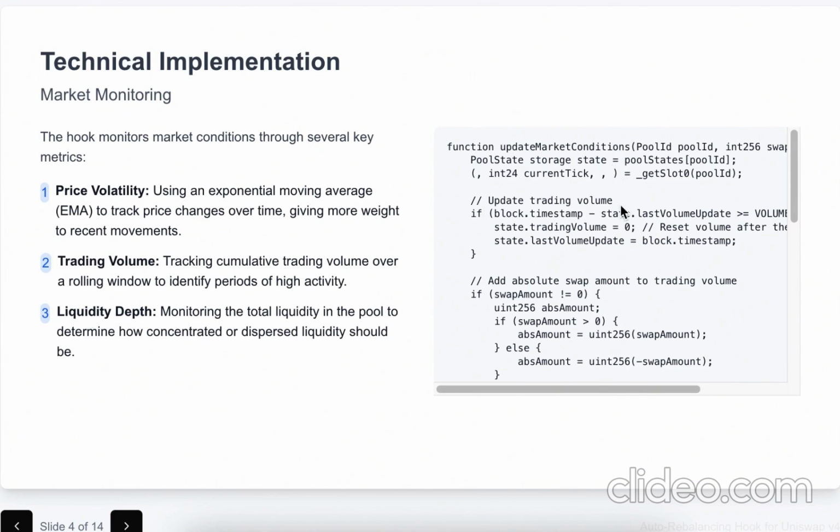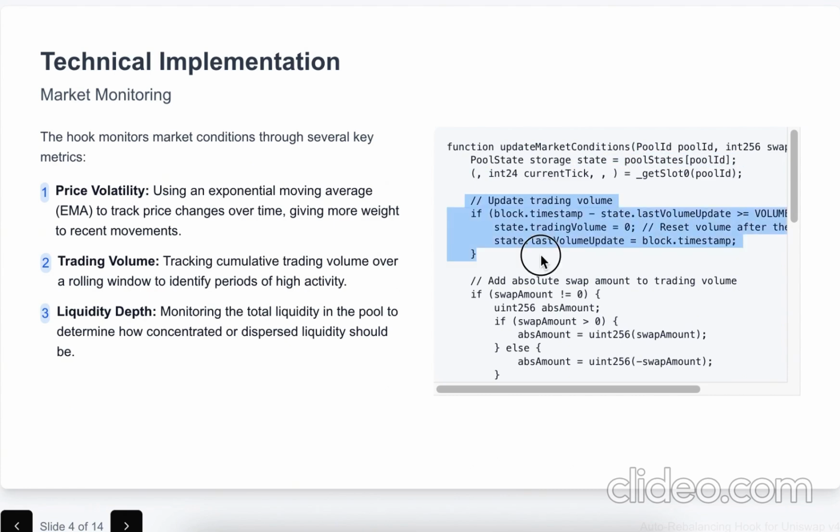This is how these metrics are calculated in our code. This updateMarket function updates the market metrics for specific pools whenever market activity occurs, and it takes in two parameters, the pool ID and the swap amount. It retrieves the current state of a specific pool from storage, then calls the getSlot0 function to get the current tick, which is the price level from the Uniswap pool.